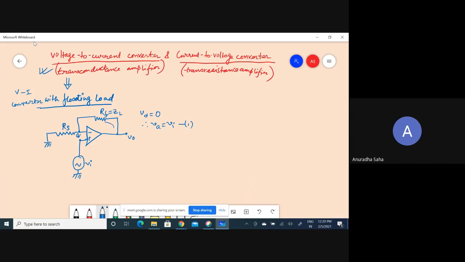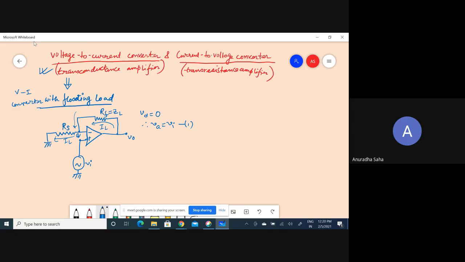So obviously the current must flow in this direction, and whenever it reaches node A, due to the infinite input impedance, no current can flow to this side. So I equal to 0 here. So the whole amount of current IL must be flowing across the series resistance or input resistance, you can say RS, and it is going to the ground.